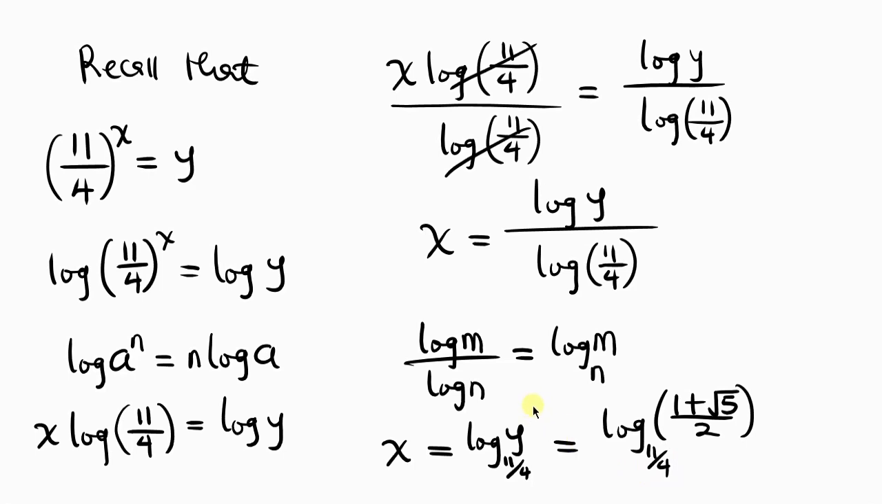And now let me tell you the reason why we're not using the other value of y. The other value of y is negative, and it is impossible for us to have a negative log. So we're only focused on the positive.